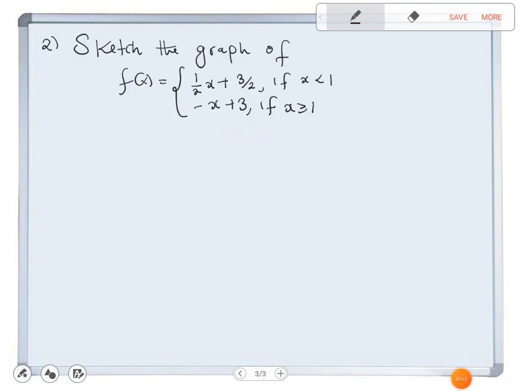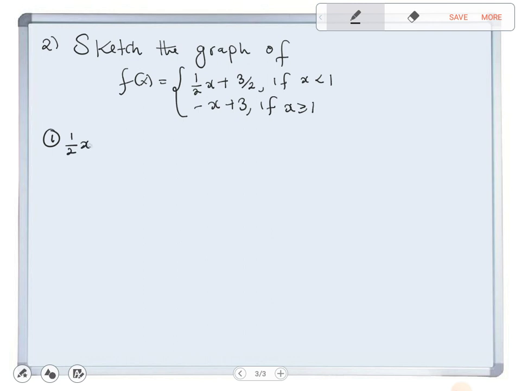Let's look at another one. Number 2 says sketch the graph of this, another piecewise function: 1 over 2 x plus 3 over 2 if x is less than 0, and negative x plus 3 if x is greater than or equal to 1. So how do we sketch? Like I said, it's quite simple. Let us have two graphs, and start with the upper one.